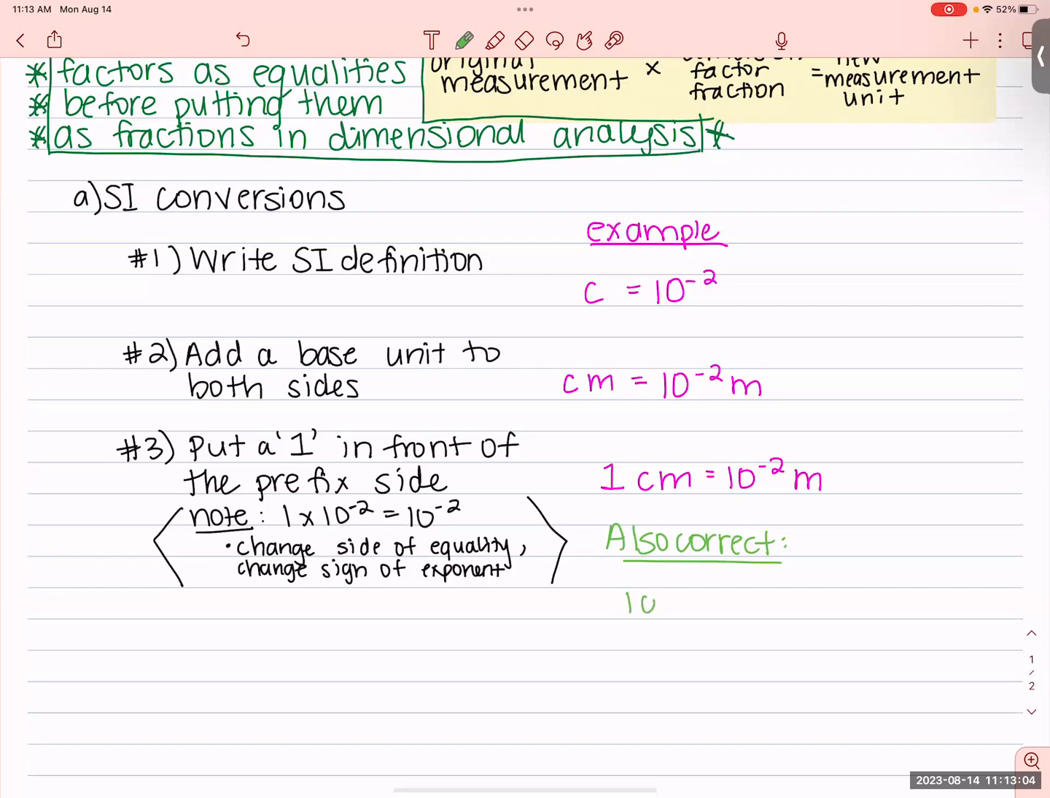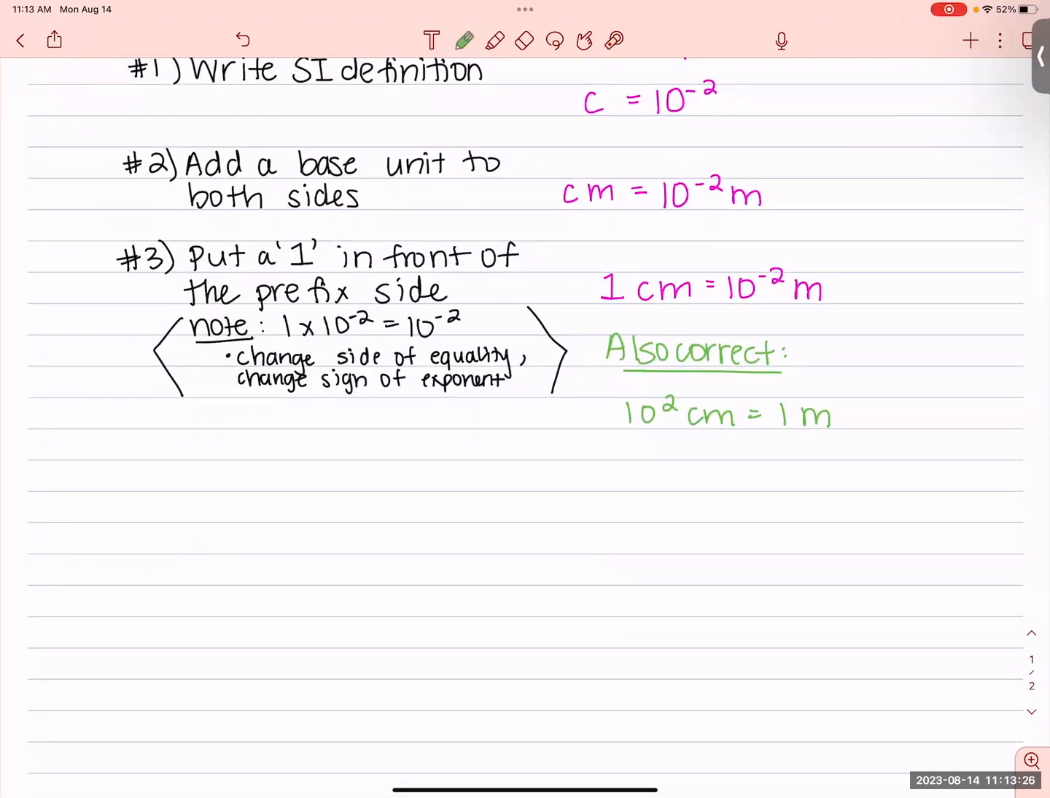So you can say 10 to the positive 2 centimeters is equal to a meter. Now, what have I done here? I've switched the numbers. The 1 and the power of 10 have been switched. When you switch an exponent to another side, you change the sign of it. So it's now positive 2 on this side. And 10 to the positive 2 is really 100. That's just what 10 to the positive 2 is. You could also say 1 times 10 to the positive 2 centimeters is a meter.